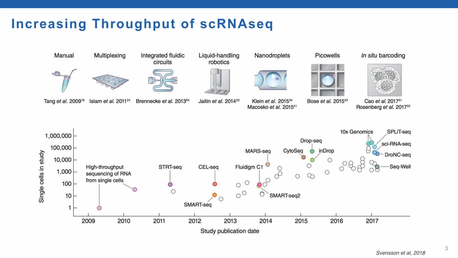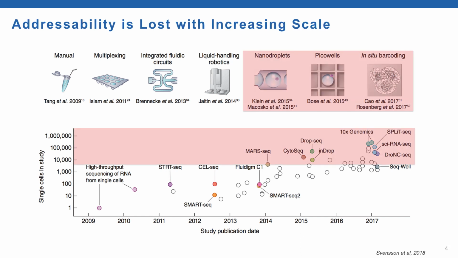A large proportion of this growth has been driven by technology. Showing in the top section of this slide, you can see the different methods that have been used to isolate single cells for capturing their RNA contents. And really, the growth that's occurred in the last 4 or 5 years has largely come about because of these methods on the right-hand side, these nanodroplet-based or pico-well or in situ barcoding-based methods. What these have in common and what distinguishes them from the methods to the left of them is that you lose addressability.